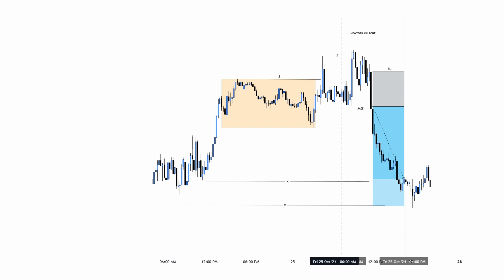This right here is a beautiful New York kill zone setup on the 15-minute time frame, right? You guys don't need to be going on every time frame. Just pick a time frame after you do your top down analysis.